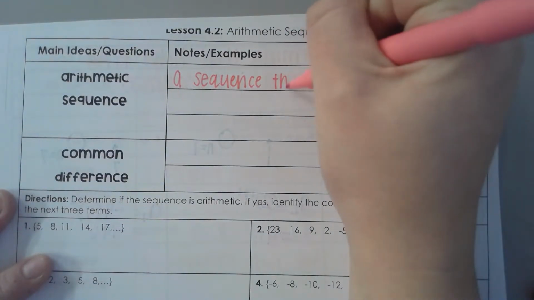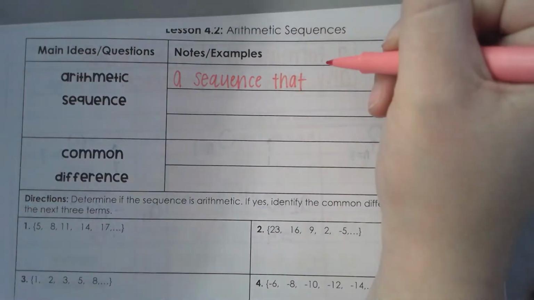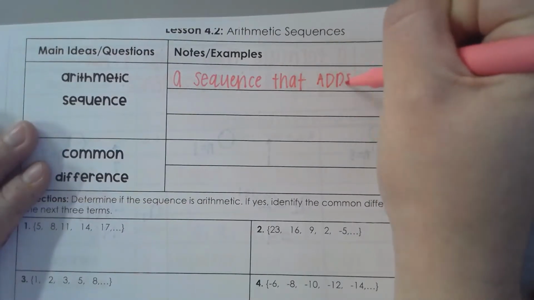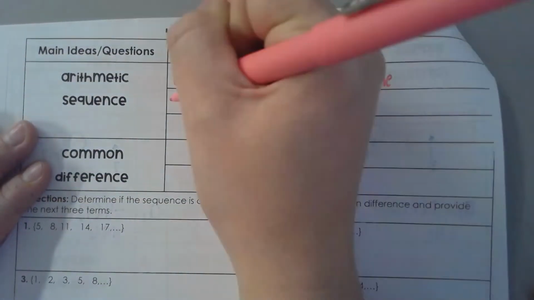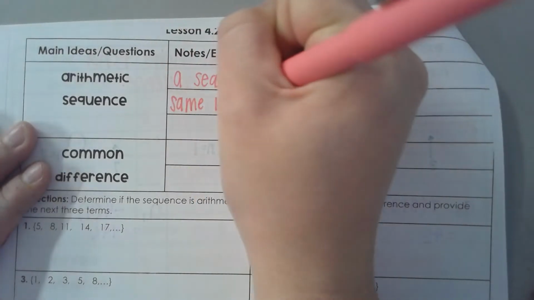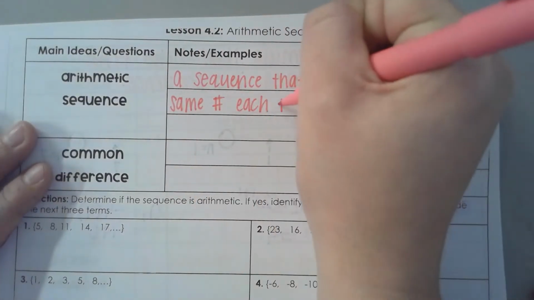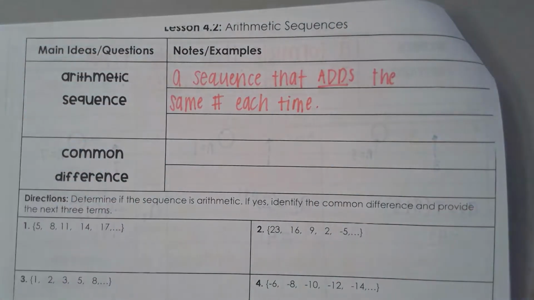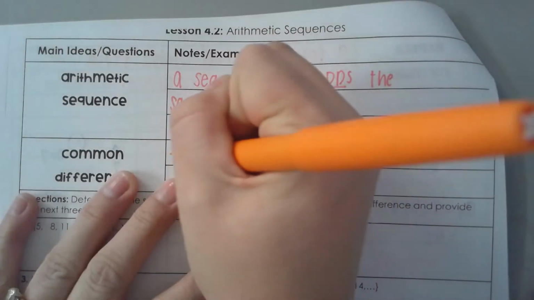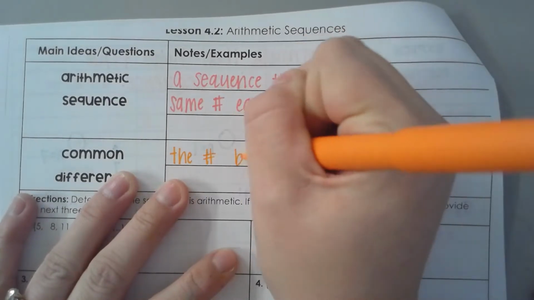that adds the same number each time. So an arithmetic sequence is like plus 4, plus 4, plus 4, plus 4, all the way down your list of numbers. And the common difference is the number being added.